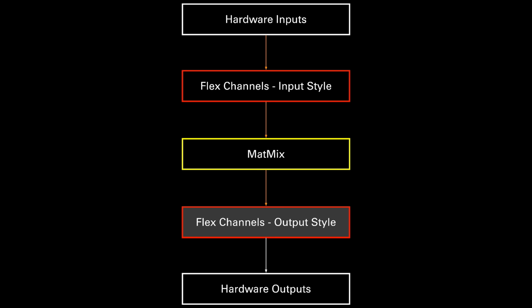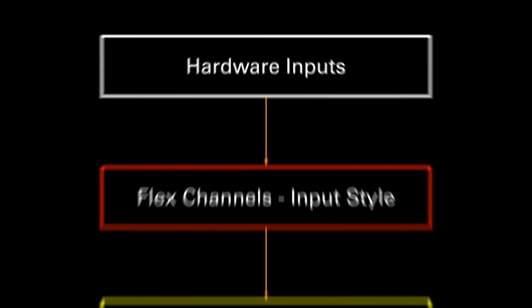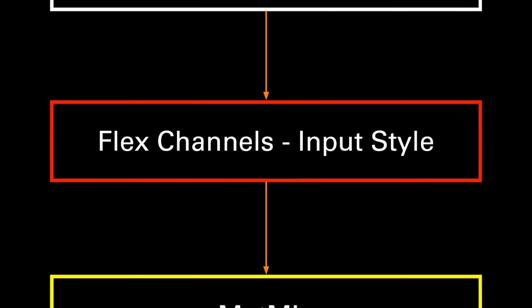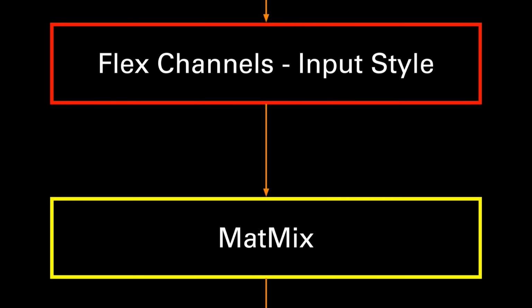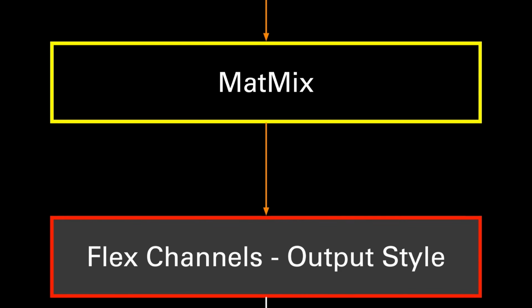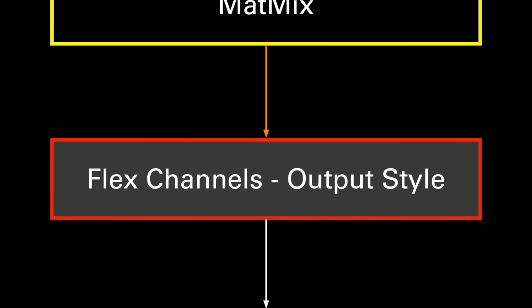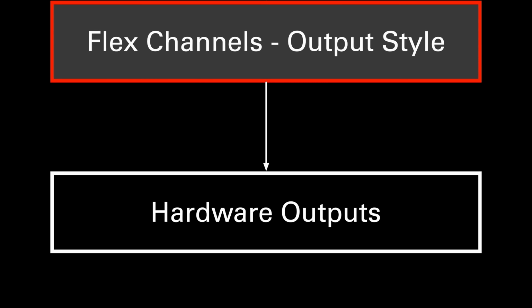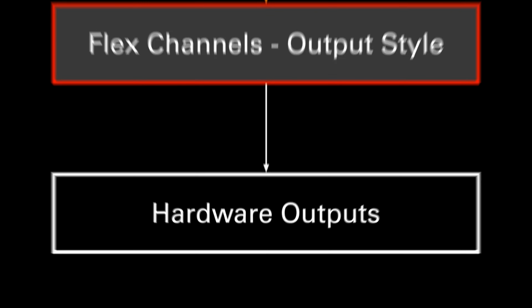To manage our simple live PA system, we follow a straightforward general workflow. We connect hardware inputs to input-style flex channels. With a MatMix, we mix all the flex inputs. From the MatMix masters, we feed output-style flex channels. From the flex outputs, we send signals to several hardware outputs.